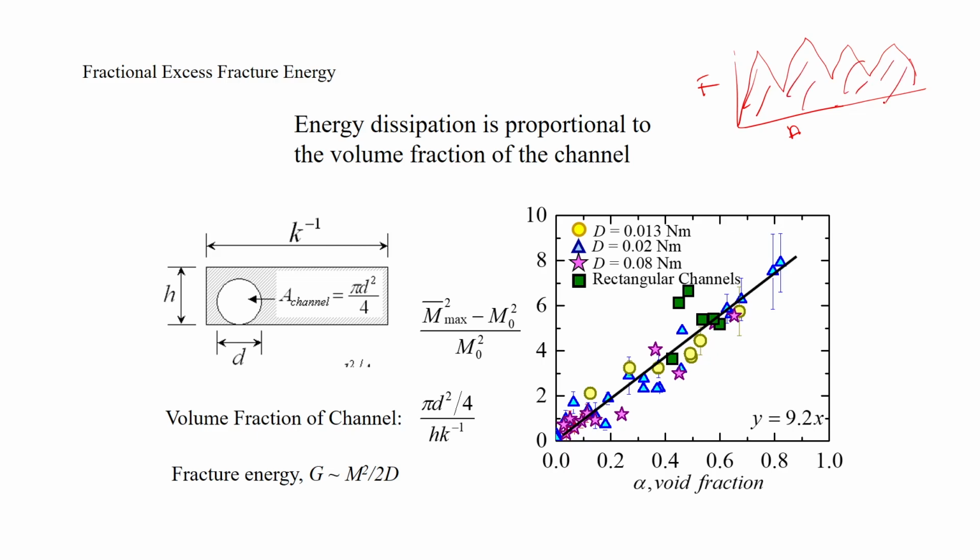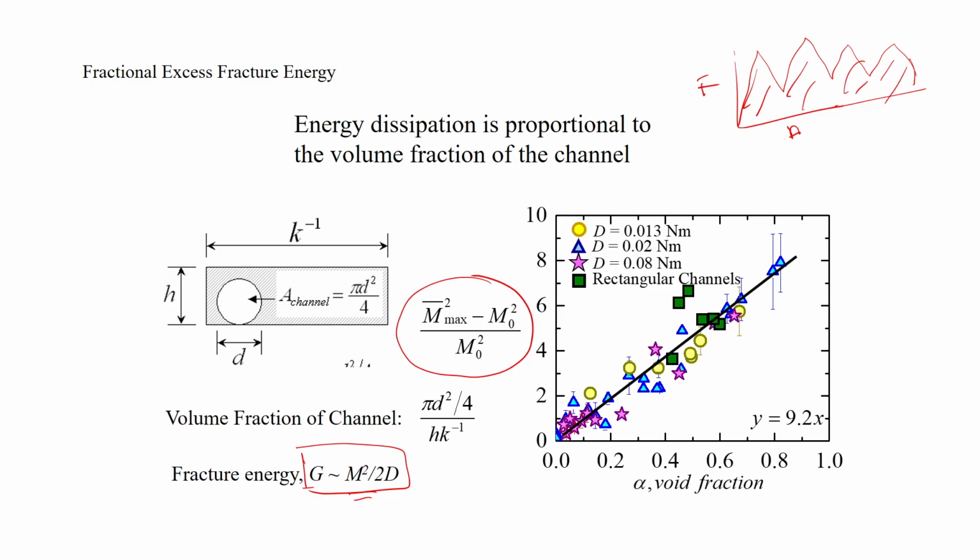And how do we characterize that? From the torque, we can estimate the enhancement in the energy. The fracture energy is given by M squared by 2D. That comes from the mechanics of the thin plate. Here the energy is mostly bending energy of the plate, which is why the fracture energy is like that. And the volume fraction of the channel can be obtained.